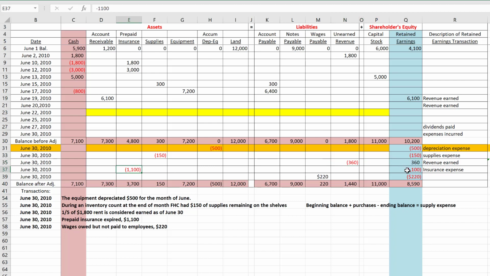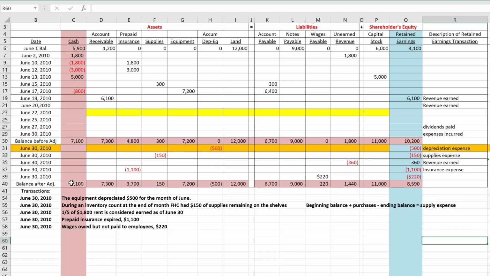We've talked about the insurance expense, again, a reduction in prepaid insurance and our insurance expense. And the final item relates to the fact that we have wages owed but not yet paid. They're going to get paid in the next couple of days after the beginning of the month, but embedded in that payment are work days that occurred during the month of June, which we need to account for.